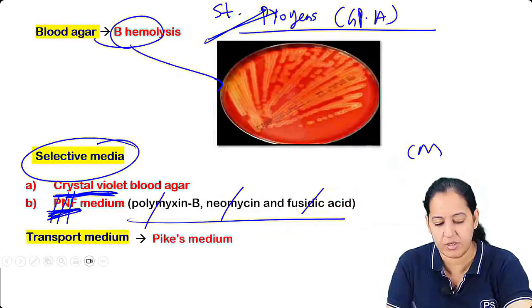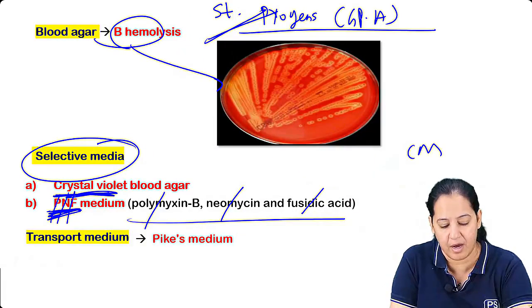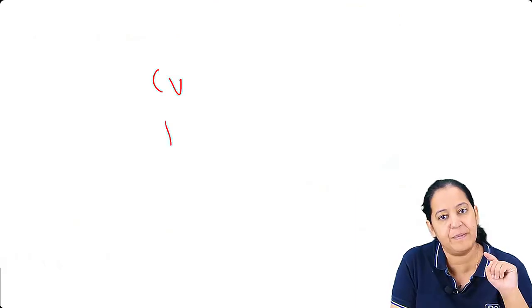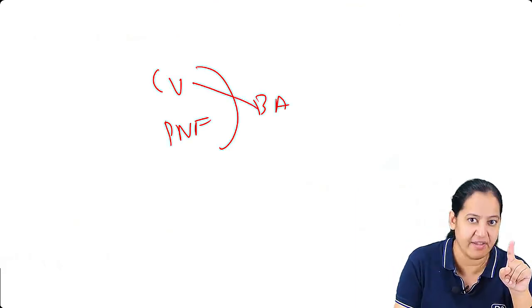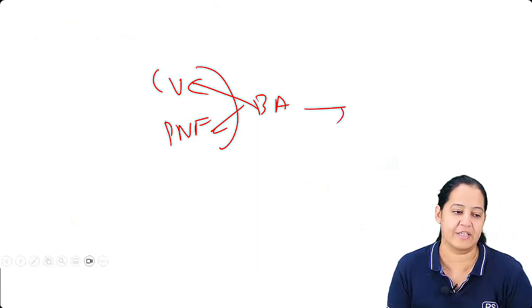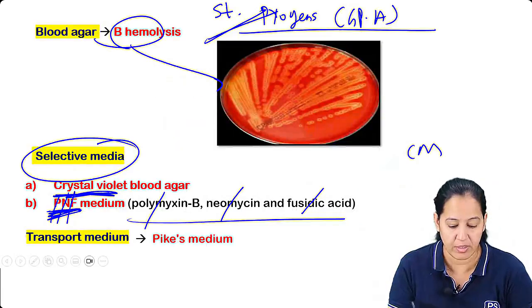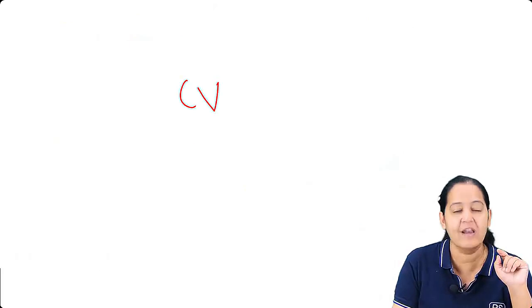Say it out. Say, ma'am, it's crystal violet blood agar, and it's PNF blood agar. Both are blood agar only. Both are blood agar, but we are adding either crystal violet or PNF, so it becomes selective. Write down the two selective media, crystal violet and PNF.